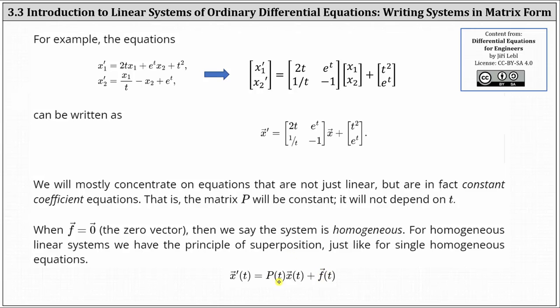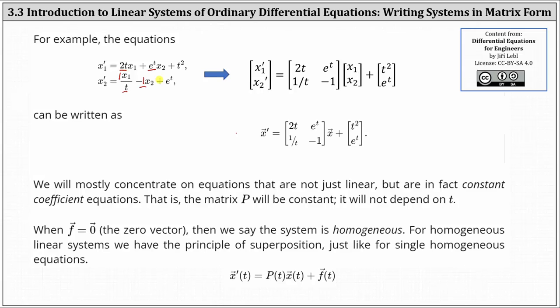P of t is going to contain the functions of t being multiplied by, in this case, x1 and x2, and f of t is going to be the vector-valued function only containing the functions of t. So analyzing the right side of the first equation, notice we have 2t times x1 plus e to the t times x2, and then plus t squared. And then on the right side of the second equation, we have x1 divided by t, which we can think of as 1 divided by t times x1, minus 1 times x2, plus e to the t.